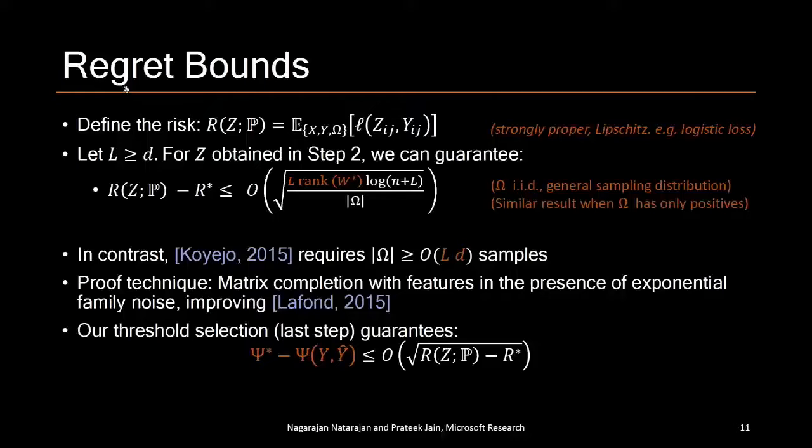So I don't have time to go into the details, but apart from the bounds that we have for the multi-label setting, this result covers more regret bounds in the general matrix completion problem. So these are some benchmark results.